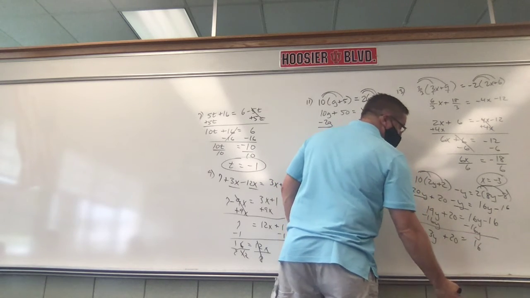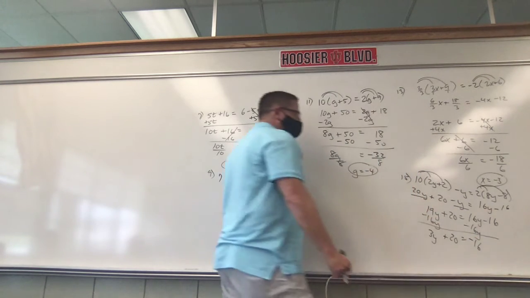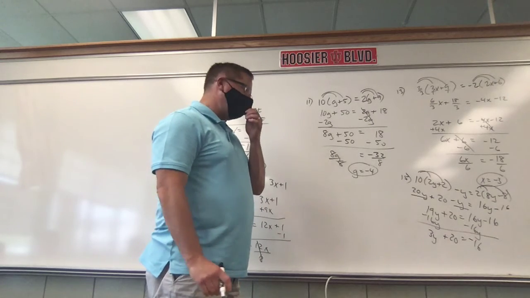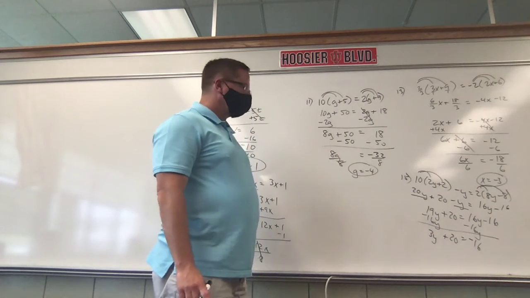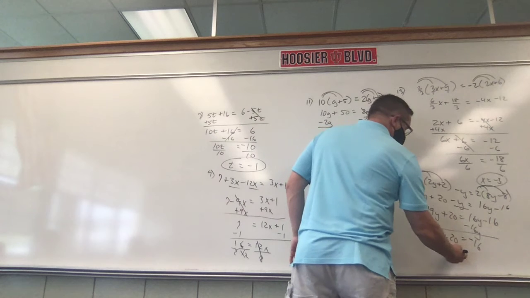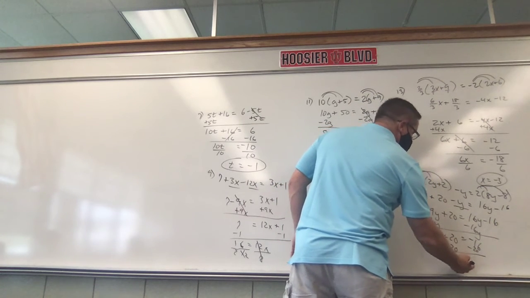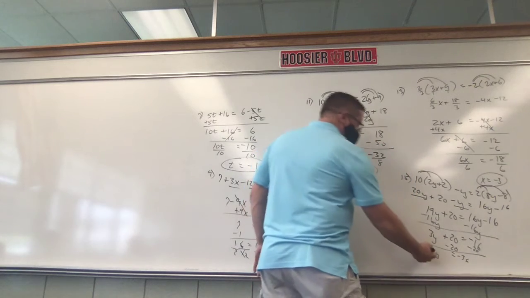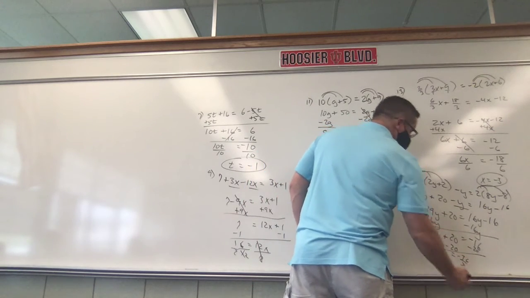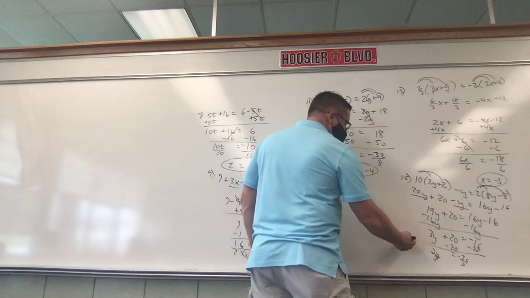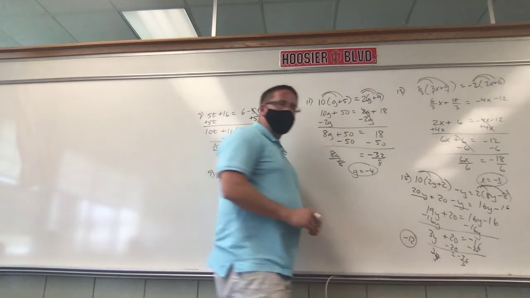No, negative 16. Two more steps. Minus 20 on each side. And then it would be negative 36. So 3y equals, those cancel, negative 36. Last thing we do, divide by 3. Anybody know what 36 divided by 3 is? 12. So it's gonna be negative 12 because it's negative 36.